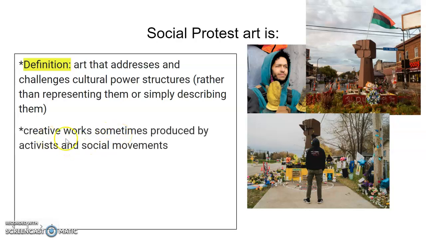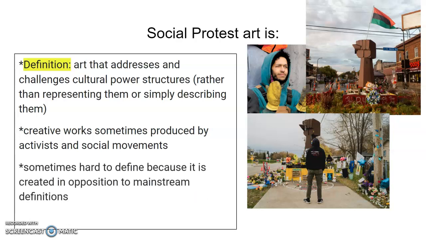Social protest art is creative works sometimes produced by activists and social movements. So you can see an example over here. This is the artist and activist Jordan Powell Karras, and he created this 12-foot wooden sculpture of a Black power fist. It stands in George Floyd Square, and it was constructed during the 2020 uprising after George Floyd was murdered in Minneapolis. So this is an example of a piece of protest art that came out of a social movement, in this case Black Lives Matter and the uprising of 2020.